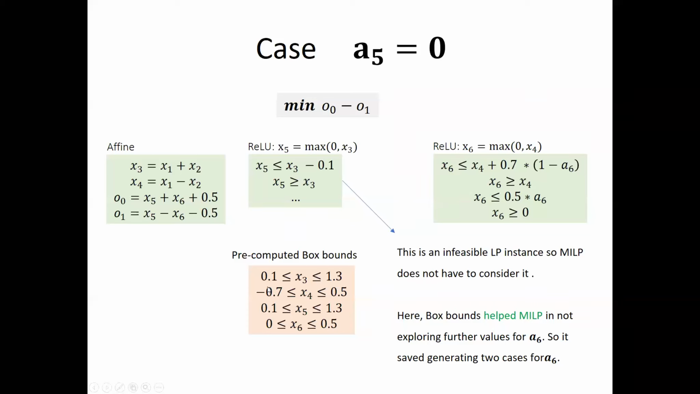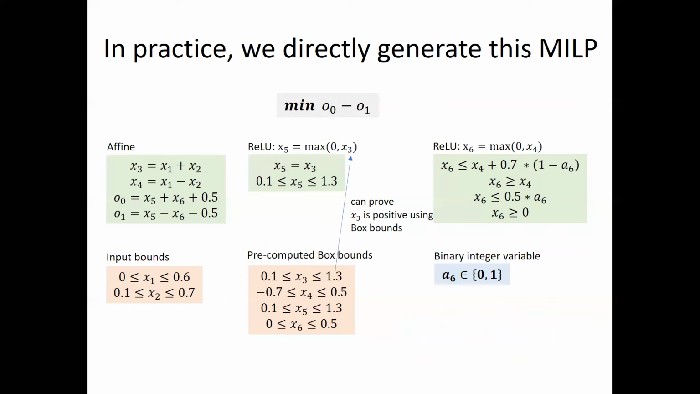You don't generate this case again because x3 is strictly greater than 0, and so you get an unsat instance here. So if you just look at the case where A5 is 1, you can just generate that and not even deal with the variable A5. Just directly generate an instance where you only have A6 over here, and then deal with that case. We can do that because, using the box analysis, we know that x3 is strictly positive. So we don't have to generate this case, A5 is 0.